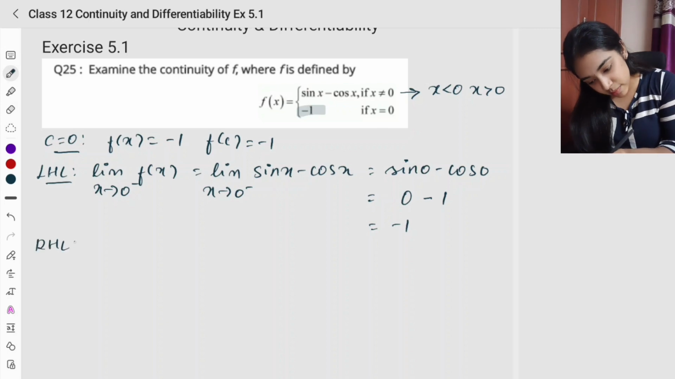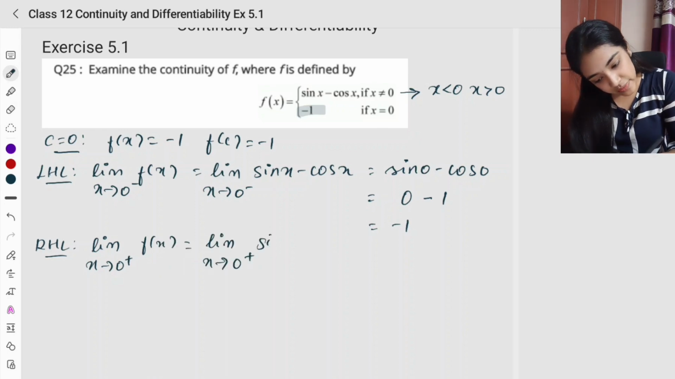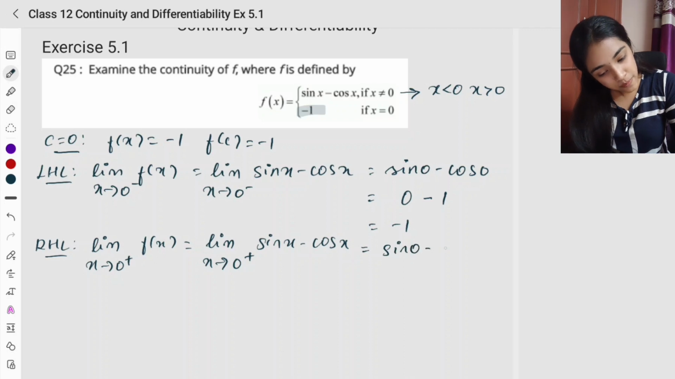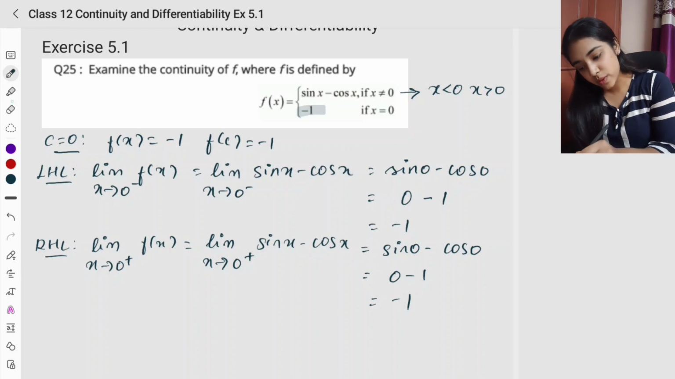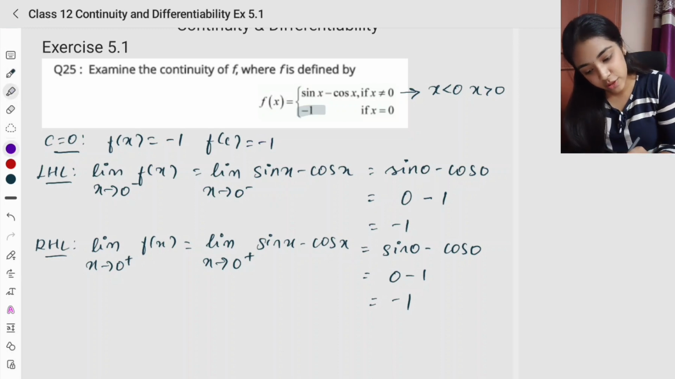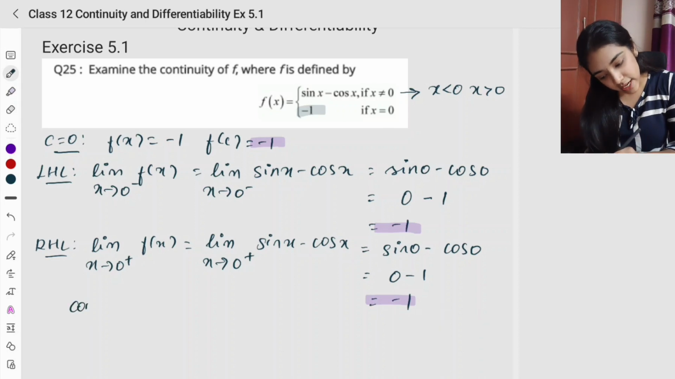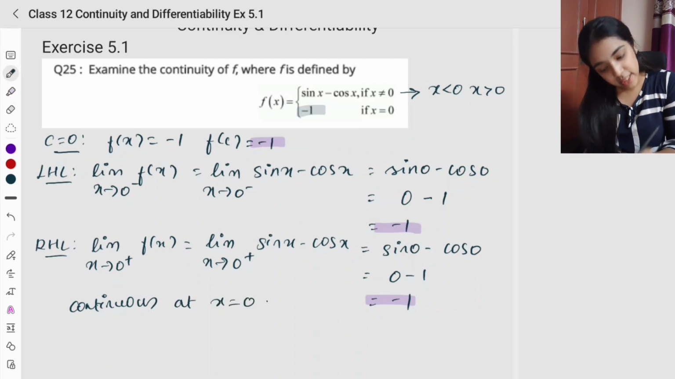Now what is my right hand limit? Limit x tends to 0 plus of f of x equal to limit x tends to 0 plus of sin x minus cos x. Again, when I substitute the value of the limit, I'm going to have sin 0 minus cos 0. So again it's 0 minus 1, which is minus 1. So what is my final answer? It is going to be minus 1 for f of c, left hand limit and the right hand limit. So it is continuous at x is equal to 0. First case is done. Continuous at x equals 0.